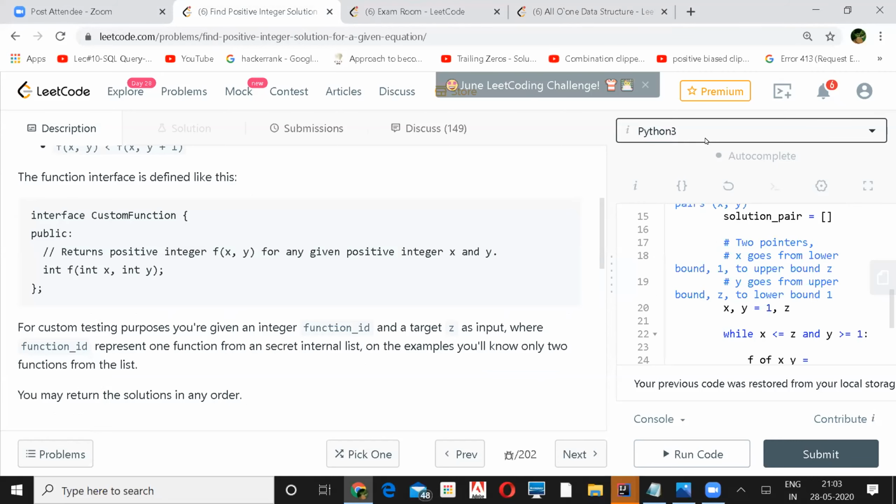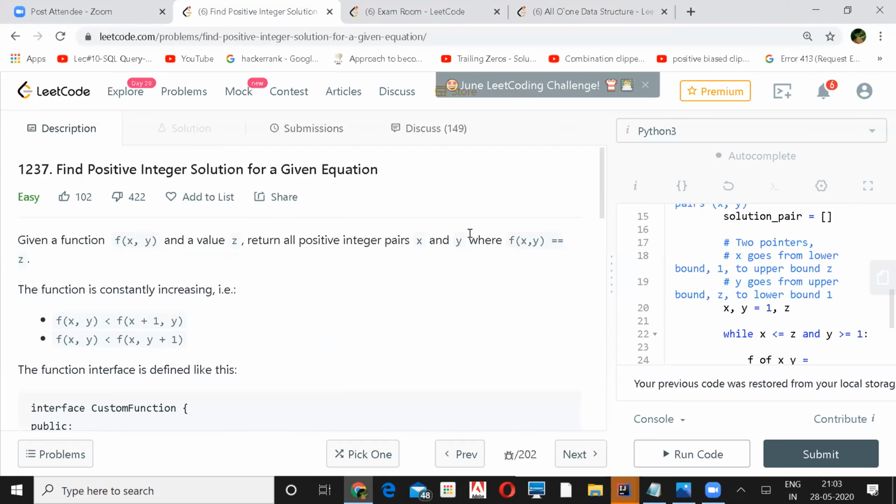Yes, yes. Okay. So our first question is to find the positive integer solutions for the given equation. f(x, y) is given and a value z. We need to return all the positive integer pairs x and y where f(x, y) equals z. The function is always increasing, as you can see: f(x, y) and f(x plus 1, y), and the other case, y plus 1. This is again increasing compared to the previous one.